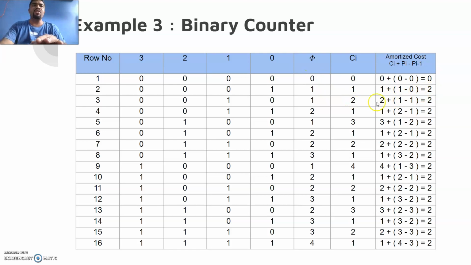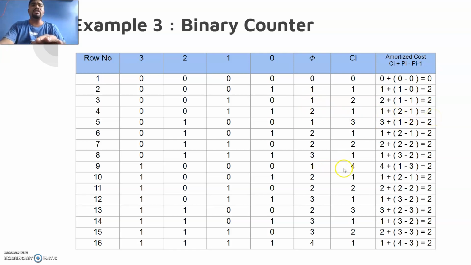In the next state, we see the cost is 2 plus the current potential is 1. The previous potential is also 1. So if we subtract that, we get 0. So the final amortized cost comes out to be 2. In the next state, we see that the cost is 1, the potential is 2, the previous potential is 1. So 2 minus 1 gives me 1. So final value comes out to be 2.